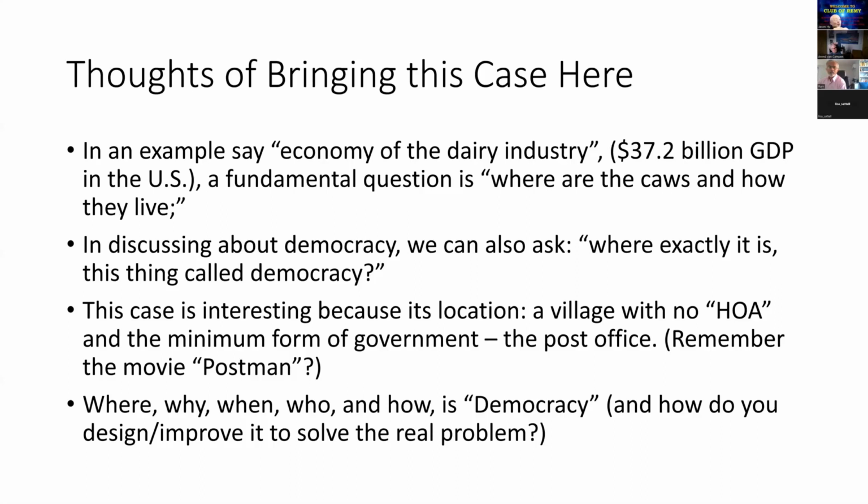I think we can ask the same question: where exactly is this thing called democracy? I use this case because it's located in a village with no organization. The lowest, bottom grassroots organization in the United States should be a homeowners association, HOA. They regulate how your property looks from outside. But in this village, there is no such organization. So every person is a pure individual.